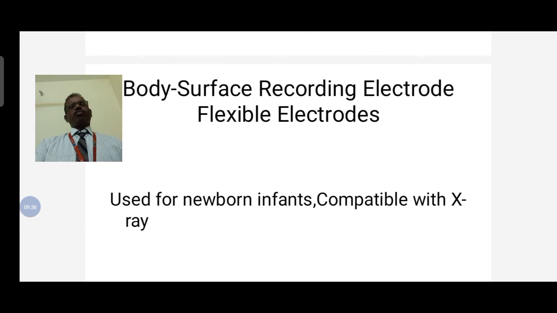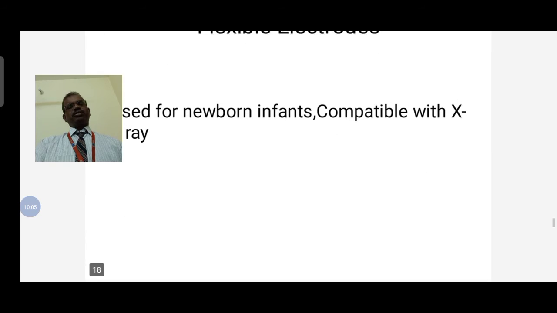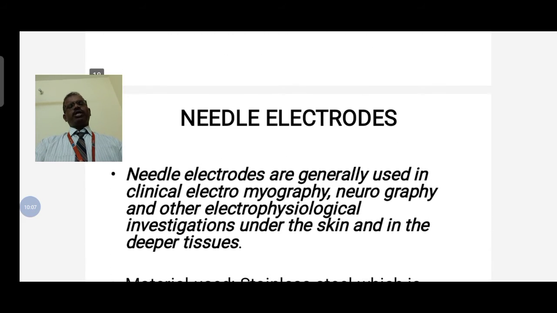Next one is body surface recording electrodes. Flexible electrodes, with flexible contact with the body. Where are they used? They are used for newborn infants and are compatible with X-rays. Okay, these are some of the types of electrodes.